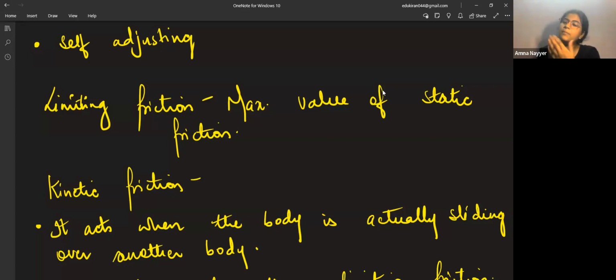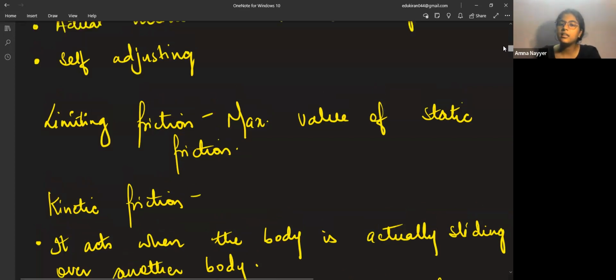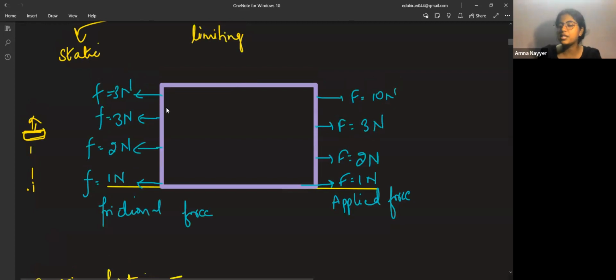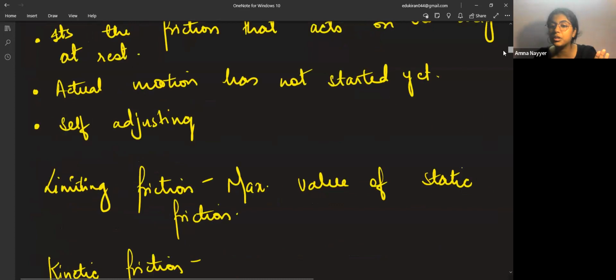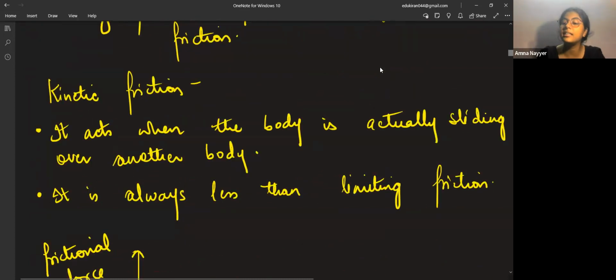Now when the body has begun its motion, the type of friction which keeps on acting is kinetic friction. That won't stop the motion now, because its value will always be lesser than the limiting friction. It acts when the body is actually moving over another body, and it is always less than limiting. Why less than limiting? Because if it were more than limiting, it would be static, and static won't allow the body to move. So the value will decrease. In the example I haven't mentioned it, but actually it decreases.